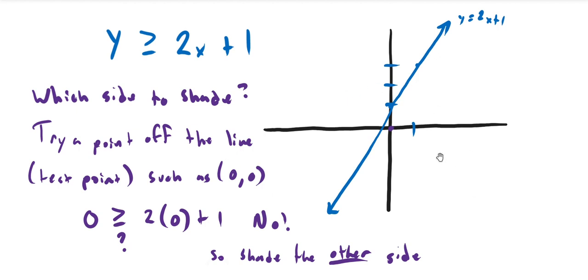And then which side should we shade on? So let's pick a test point. I've picked the origin. If we plug in the origin, we get a false statement. We get 0 is greater than or equal to 1, but it's not. So we don't shade on this side. We shade on the other side instead.